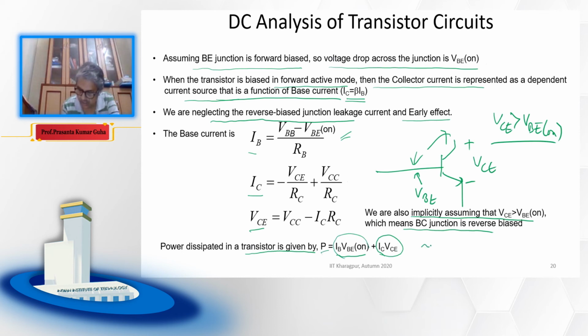In fact, this power is nearly equal to IC VCE, because IC is much larger than IB, beta times larger than IB. Although the total power is the summation of these two values, it is nearly equal to IC VCE, because IB VBE will be much less than IC VCE.